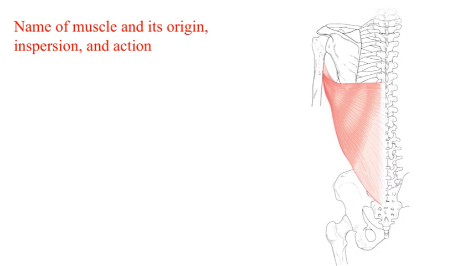Let's take a closer look at this slide, which focuses on the name of the muscle, along with its origin, insertion, and action. Understanding these key points is essential because it helps us see how each muscle contributes to movement. The origin is where the muscle begins, usually on a fixed bone, providing a stable starting point. The insertion is where the muscle attaches to the movable bone, and it's where the action takes place. The action describes what the muscle does when it contracts, whether it moves a limb, stabilizes a joint, or performs some other function. By knowing these details, we can better understand how muscles work together to produce coordinated movement.